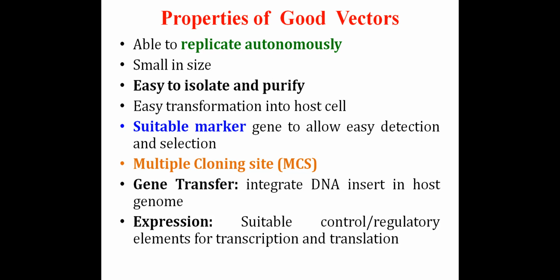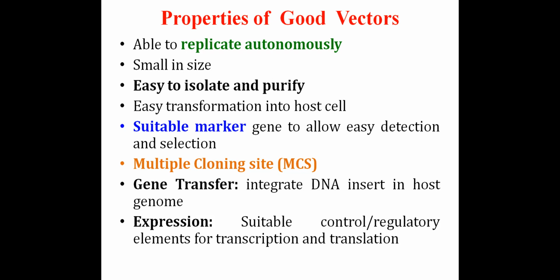Now your vector, if carrying your gene of interest, becomes a recombinant vector. Then what you did, you simply transformed it inside the host cell. After that, in the host cell, it will multiply and the number of copies will form. Now, if the process of isolation and purification of that particular vector which carries your gene of interest is difficult, then it will not help you to achieve your objective.